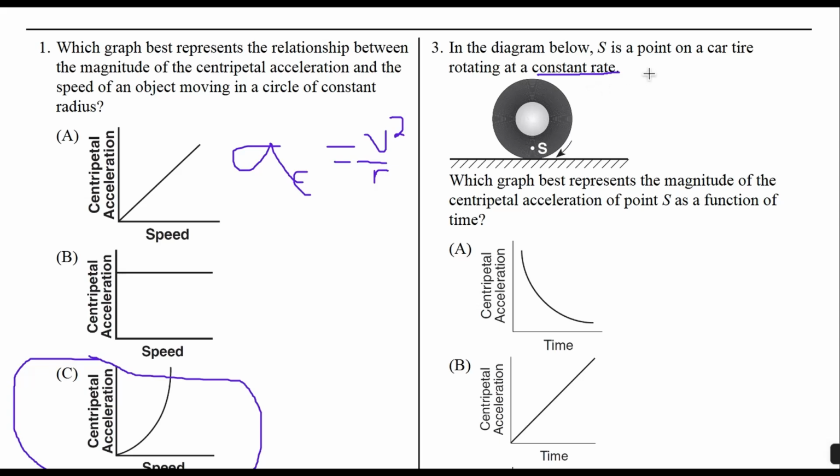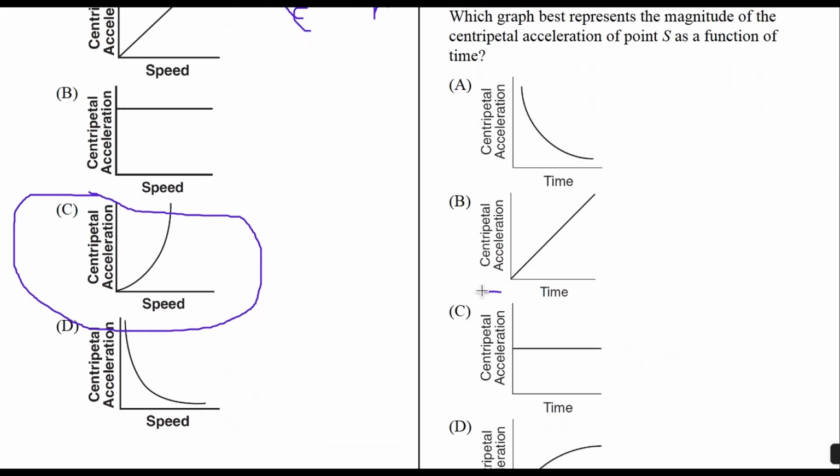Because the centripetal acceleration is based off the velocity and radius, if neither term is changing, that means the acceleration is not changing. Therefore, acceleration should be constant.